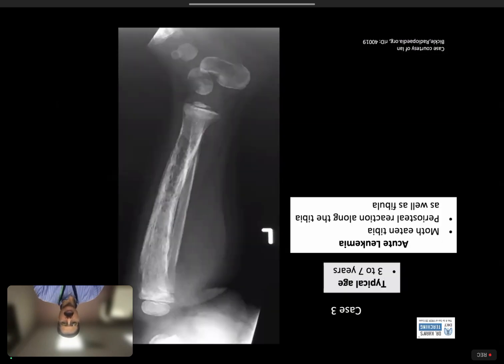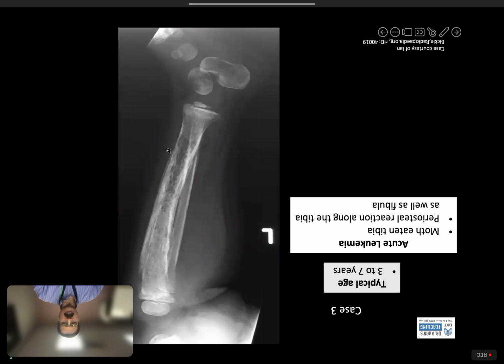Now, let's go to another thing, acute leukemia. Acute leukemia is a bad condition. We know that leukemia, when it involves the bone, will not be normal. In our case, the underlying bone was normal. But the key point is, even before that, is the age, 3 to 7 years. It cannot happen in our age group.